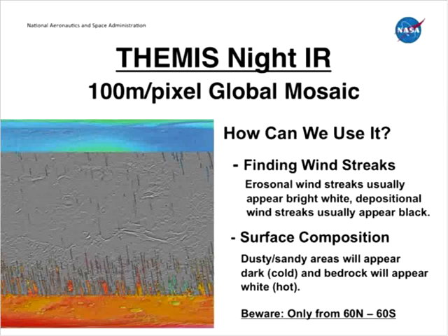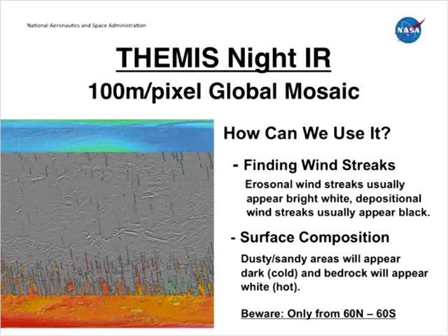Depositional wind streaks are exactly the opposite. In those cases, the wind is depositing sand and other really fine materials like dust behind the obstacle that they're going around. In that case, this map is going to show them as really dark streaks because those really fine materials, sand and dust, will cool off very quickly as soon as the sun goes down and be very cold when Themis flies over and looks at them. So using this map, not only can you find the wind streaks, but you can determine what type they are just by their color.